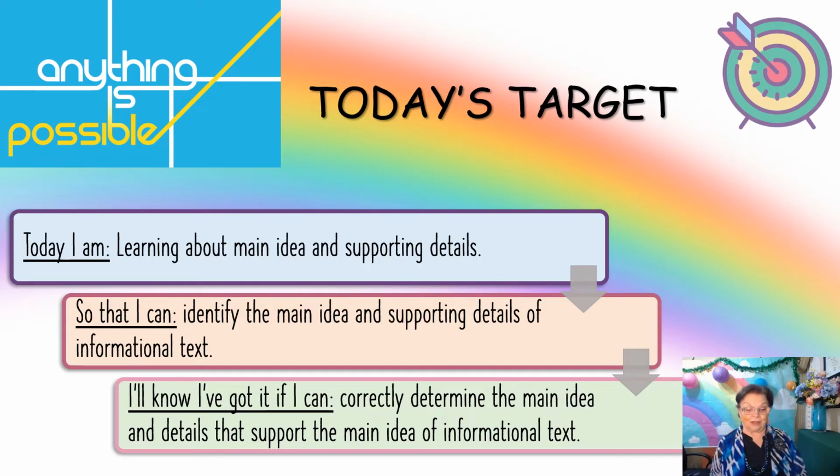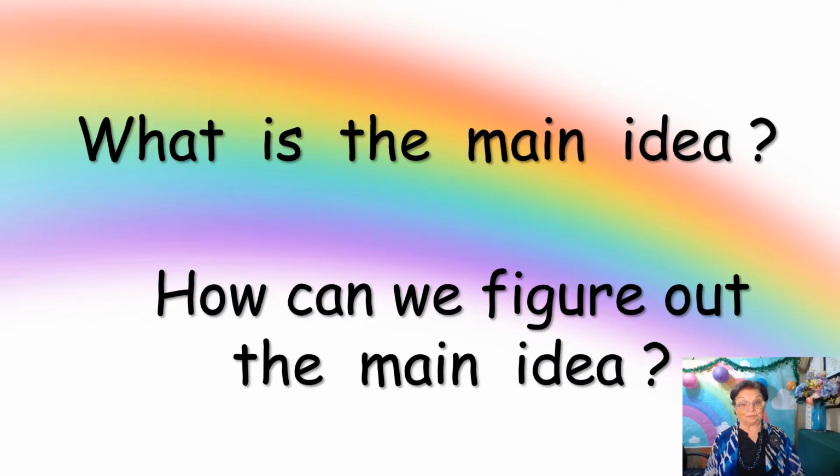Our class motto is anything is possible. Today's target: today I'm learning about the main idea and supporting details so that I can identify the main idea and supporting details of an informational text. I know I've got it if I can correctly determine the main idea and details that support the main idea of an informational text. But what is the main idea? And how can we figure it out?